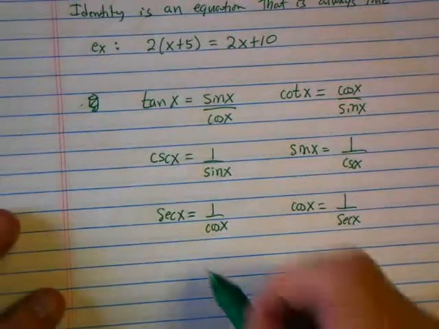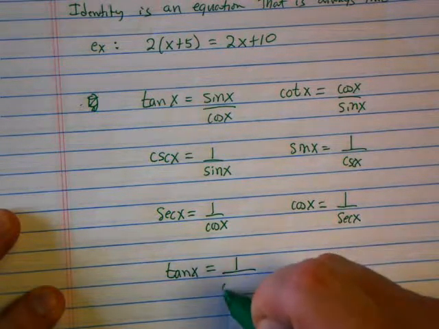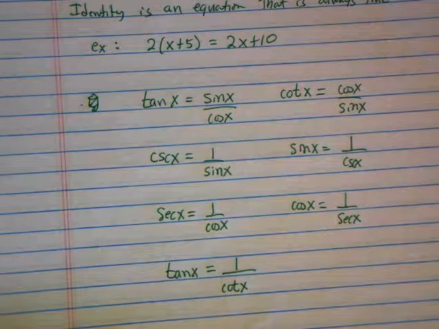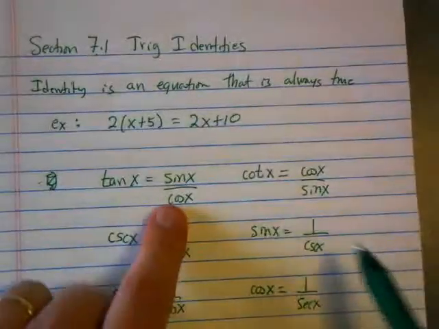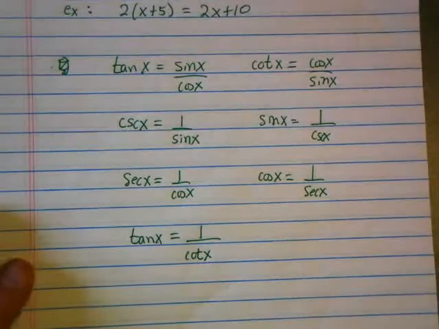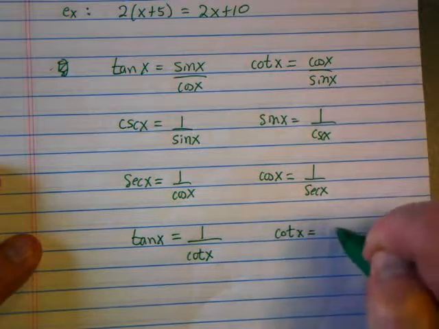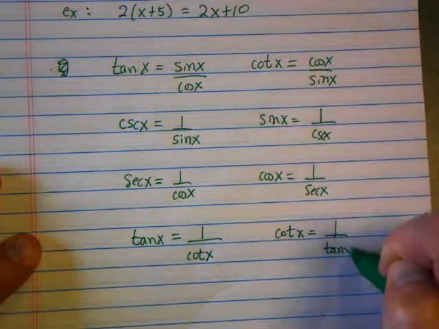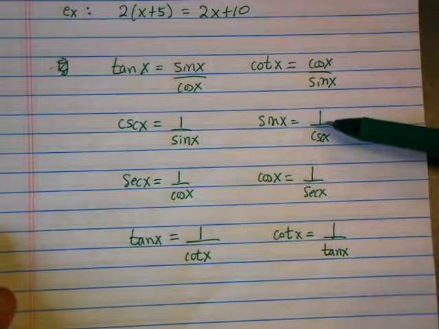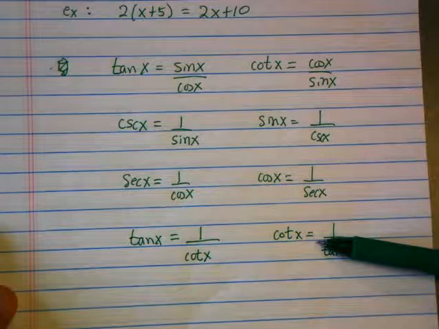How about this one? Tangent x is 1 over cotangent x. Is that true? Yes, because tangent and cotangent are just reciprocals of each other. So this one could also be written as cotangent x equals 1 over tangent x. All right, so these last 6 that I've written, these are known as the reciprocal identities.